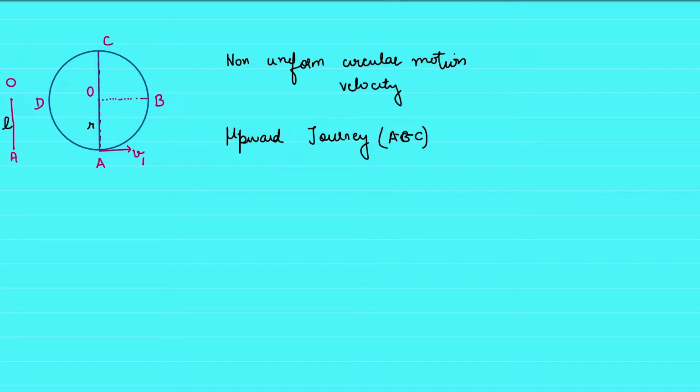Now during its upward journey, that is from A to B and then to C, the speed of the particle decreases continuously. Why? It is because of the work done against the gravity. However, during its downward journey, that is from C to D and then to A, the speed of the particle is increasing due to the work done by the gravity.